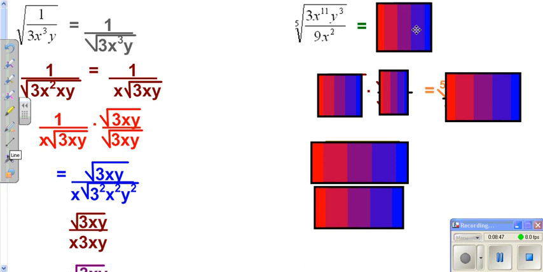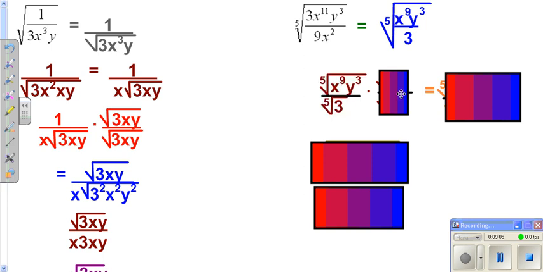Over here, we have the square root of a fraction again. However, this fraction does simplify, so I'm going to simplify it first. Now, you notice your 3 and your 9 reduced down to a 3. Your x to the 11th over x squared is 9 more x's on the top.